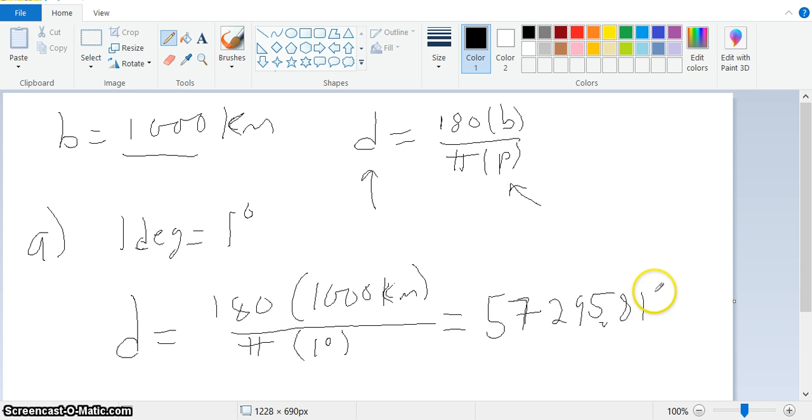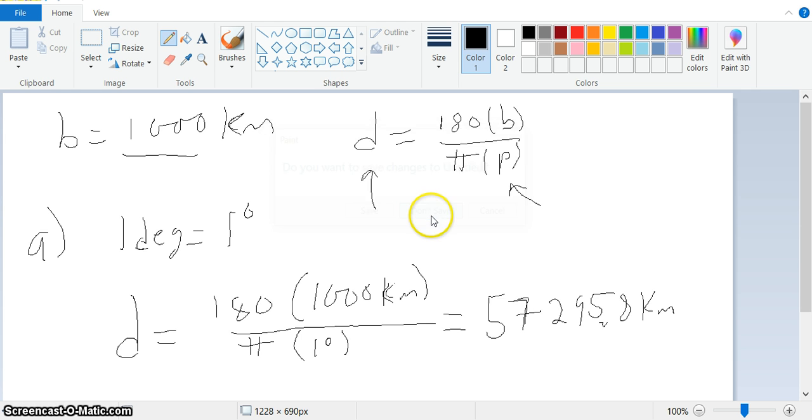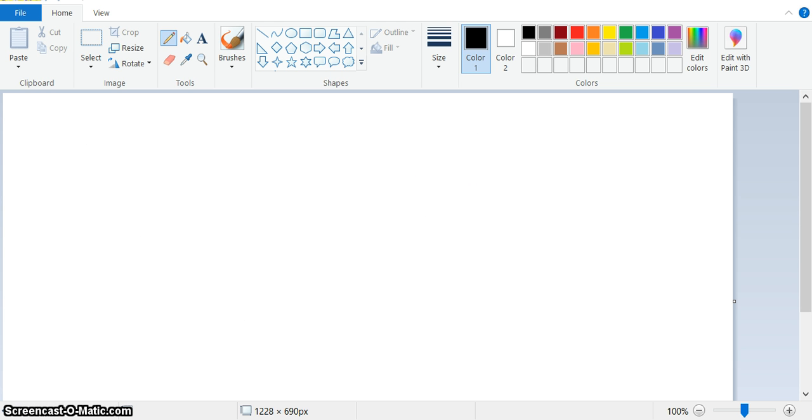57,295.8 kilometers. All right, so there's our part A. Then for the next one, all we're going to do is make the angle smaller. So the parallax is going to be smaller, and let's see what happens to our distance. You should see, according to the equation, that the distance gets greater as the parallax gets smaller.